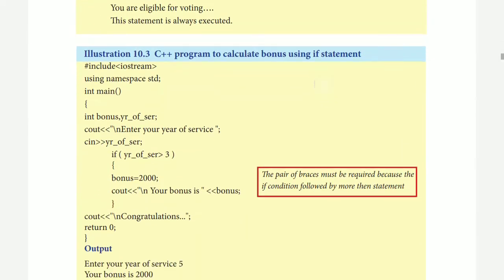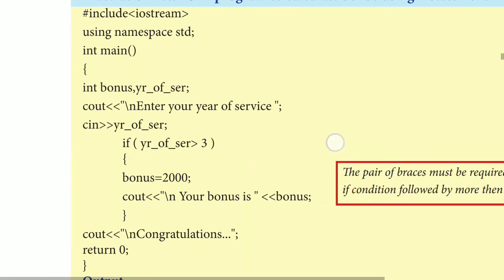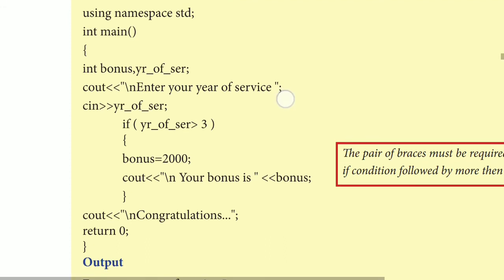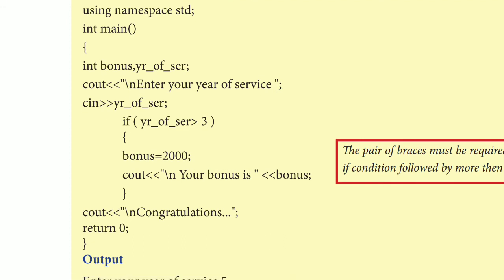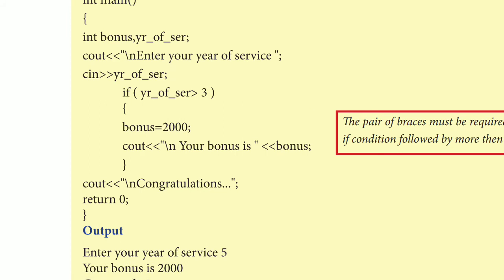So there are different types of if statement here. The last example we have seen was an if statement without the compound statement, but here you can see an if statement with the compound statement, so that the whole block will be executed if the condition is true. So if year of service is greater than 3, then you can see that bonus is 2000, and it is printing the bonus in the next statement.